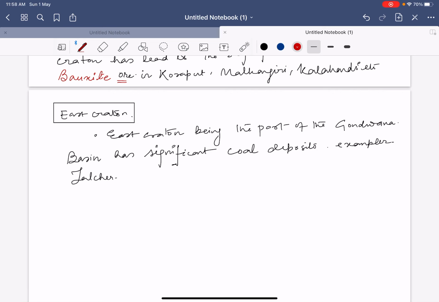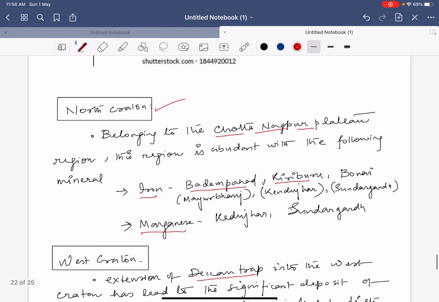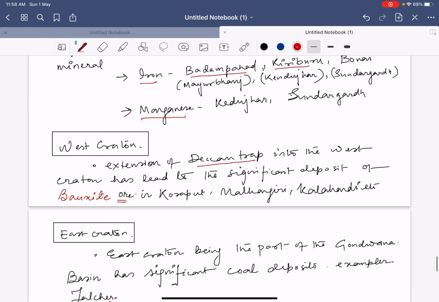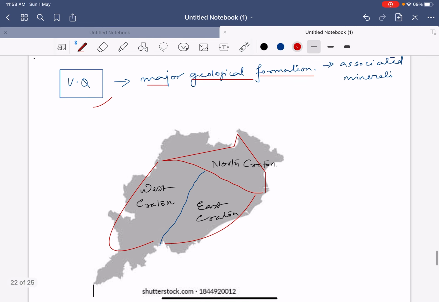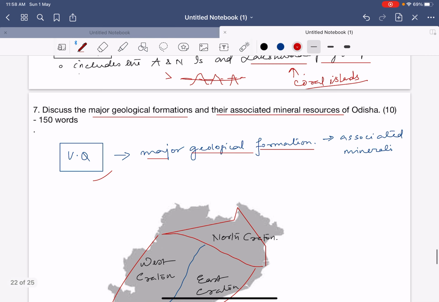Next, we have the East Craton. The East Craton, being part of the Gondwana basin, has significant coal deposits, for example in the Talcher basin. So these are all the important regions, that is the physiographic divisions or the geological formations with their associated mineral resources.